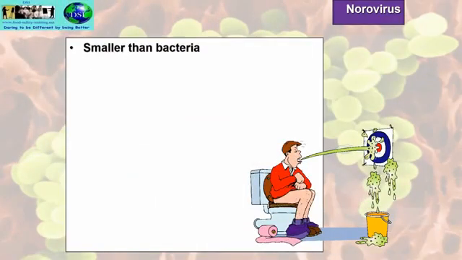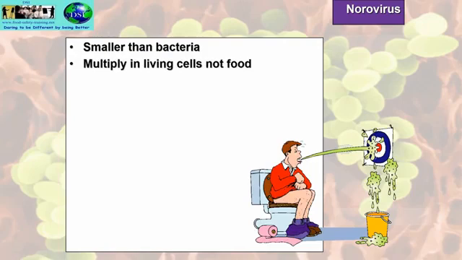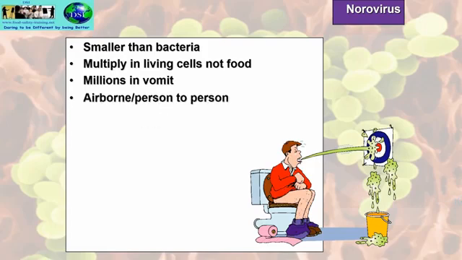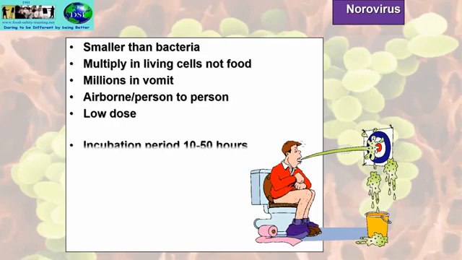Norovirus, let's have a look at that one. It's smaller than bacteria, up to 10 times, 100 times smaller. They multiply in living cells, not food. There are millions in vomit. Airborne person to person is quite common. There are also millions in sneezes and coughs if that person has the norovirus. Low doses are required, single amounts, for example, rather than hundreds of thousands or millions.